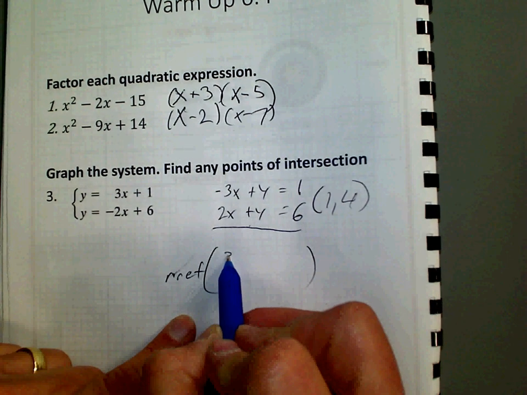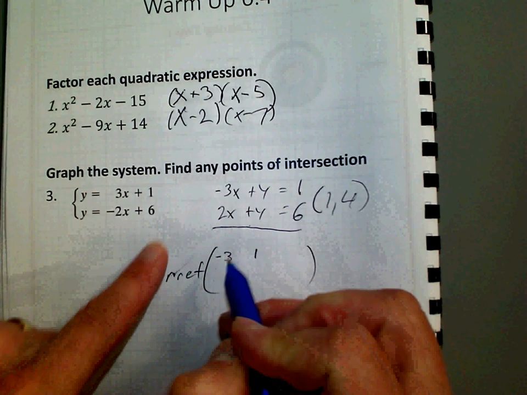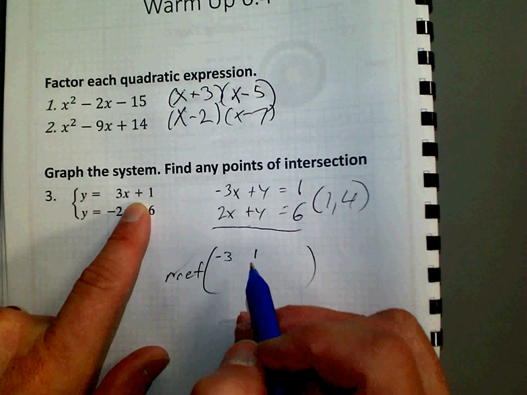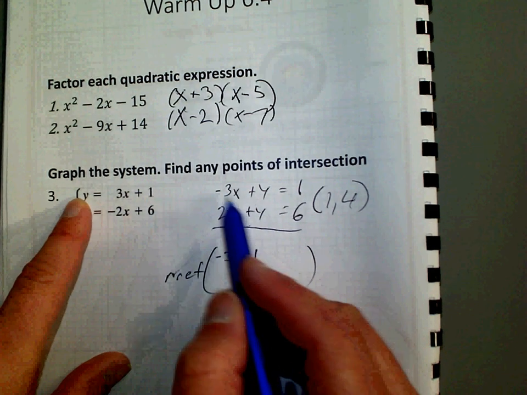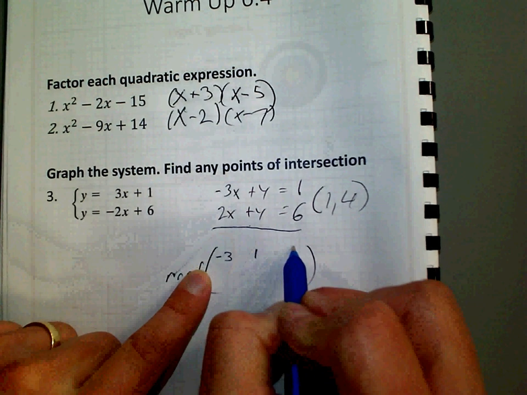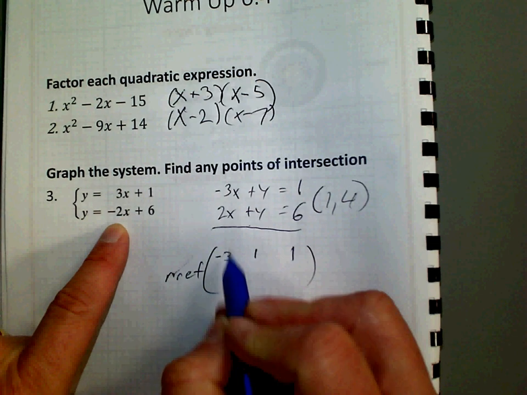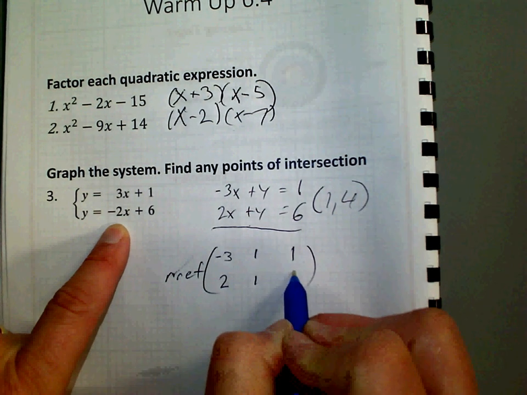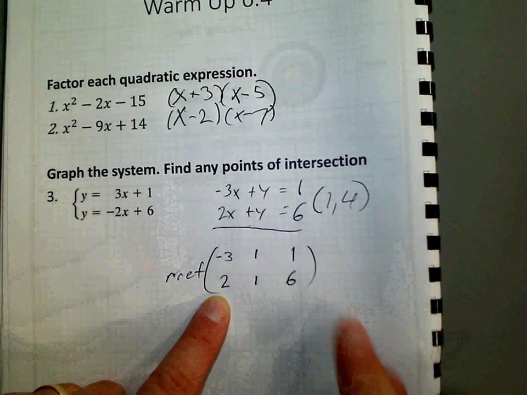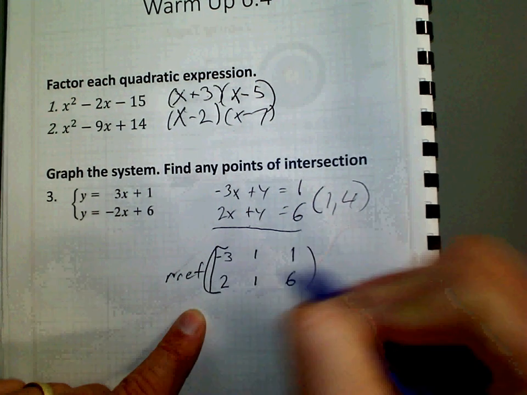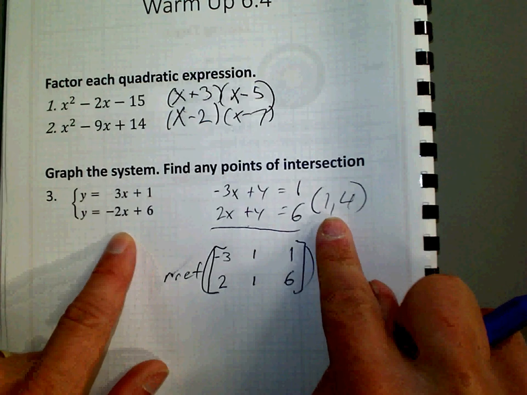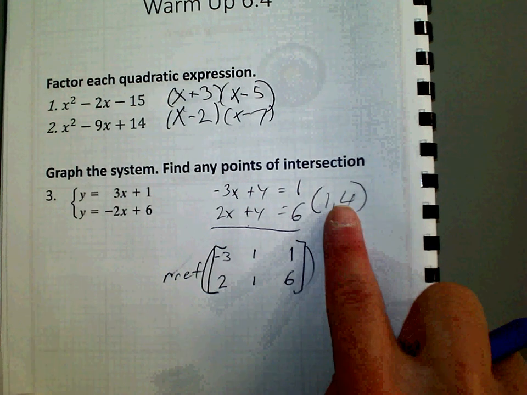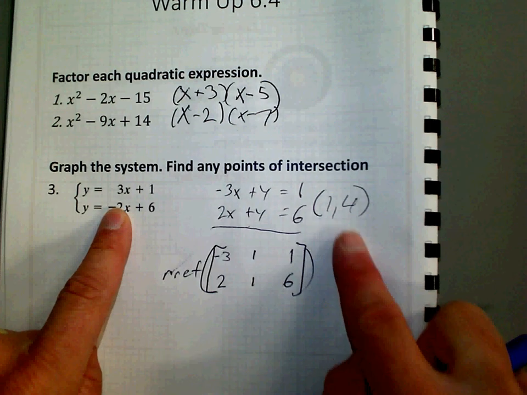pull this matrix 3, negative. Is that negative 3? Yes. Because it's positive 3 there. If you brought it over here to the y, it'd be negative 3, 1, 1. Bring this 2 to the left, makes it positive 2, 1, 6. And if you did RREF of that matrix, it would give you the unknown x and y that satisfies that system. So that would be the solution to that system, 1, 4.